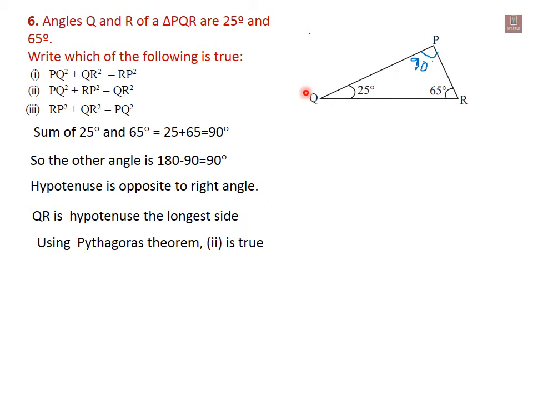This means it is a right angle triangle. If it is a right angle triangle, where is the hypotenuse? This angle is 90 degrees, so opposite to 90 degrees will be the hypotenuse. What is the side opposite to 90 degrees? QR. So which is true? QR square is equal to RP square plus PQ square. QR square will be the hypotenuse, the longest side, equal to PR square plus QP square. So the second one is true. Opposite to 90 degrees will always be your hypotenuse.